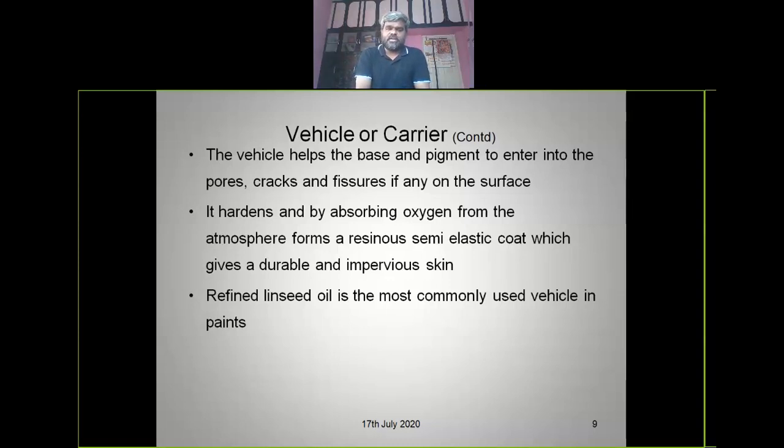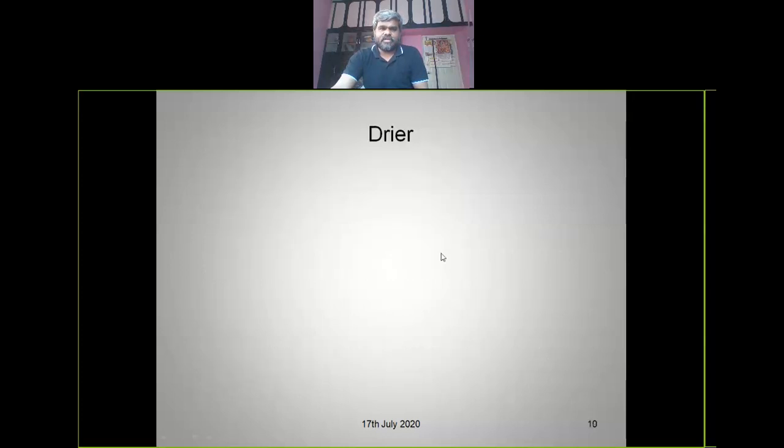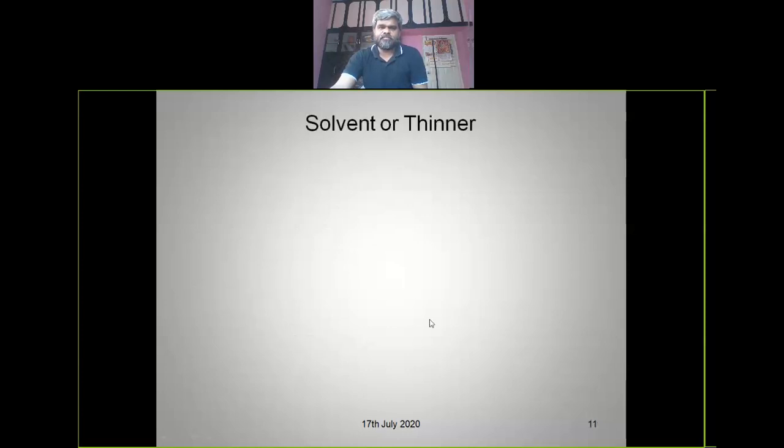Right. So refined linseed oil is the most commonly used vehicle in paints. Besides linseed oil, tung oil, poppy oil, and nut oil may also be used as a vehicle. What is a dryer? Dryers in a paint are required to thicken the vehicle or dry it up rapidly. So paint has to dry immediately. Litharge, manganese dioxide, lead acetate, and cobalt are the usual dryers.